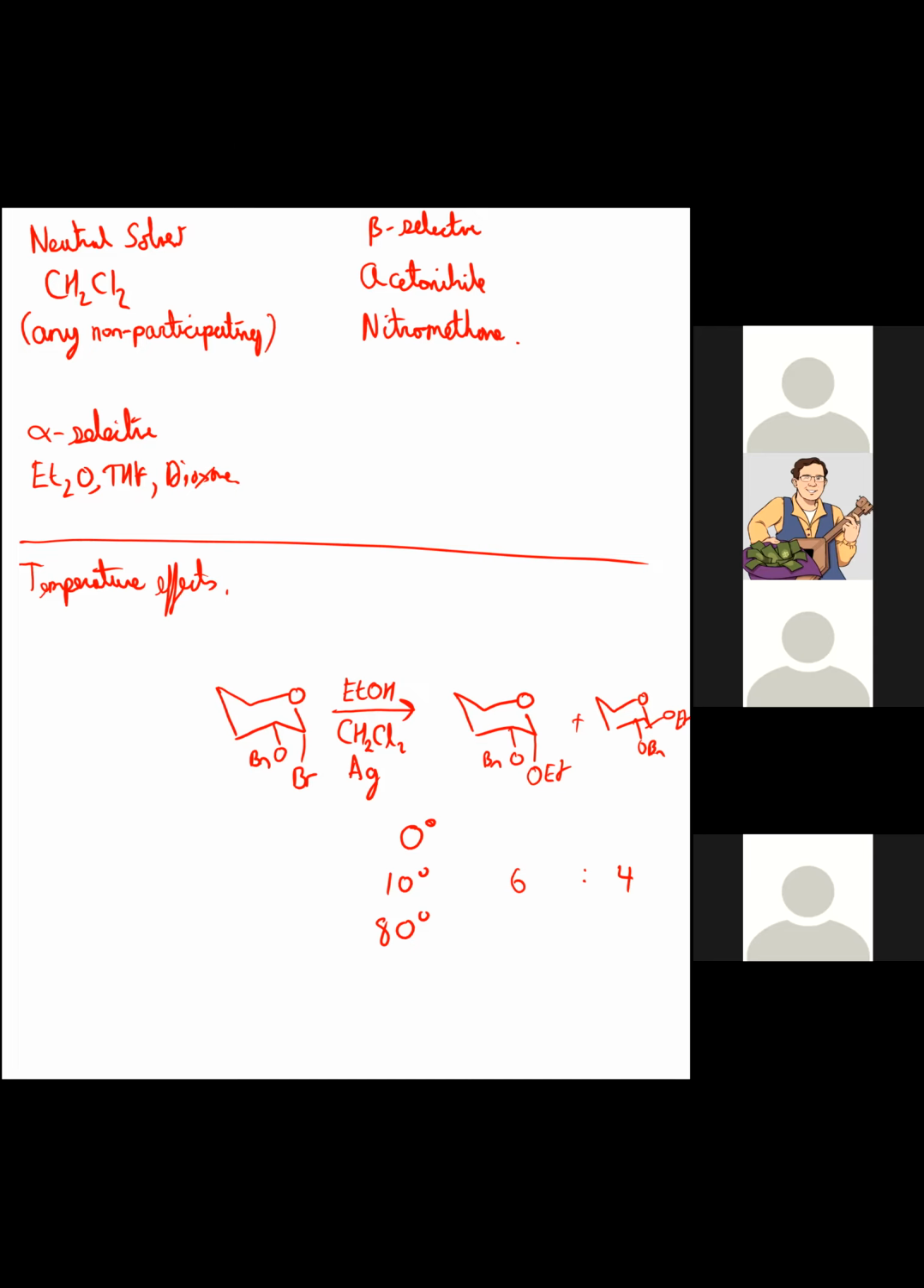It's gonna be more. Oh wait, no. I think it's gonna be alpha because when temperature increases, the stereoselectivity decreases. Right, so you're already selective for alpha.